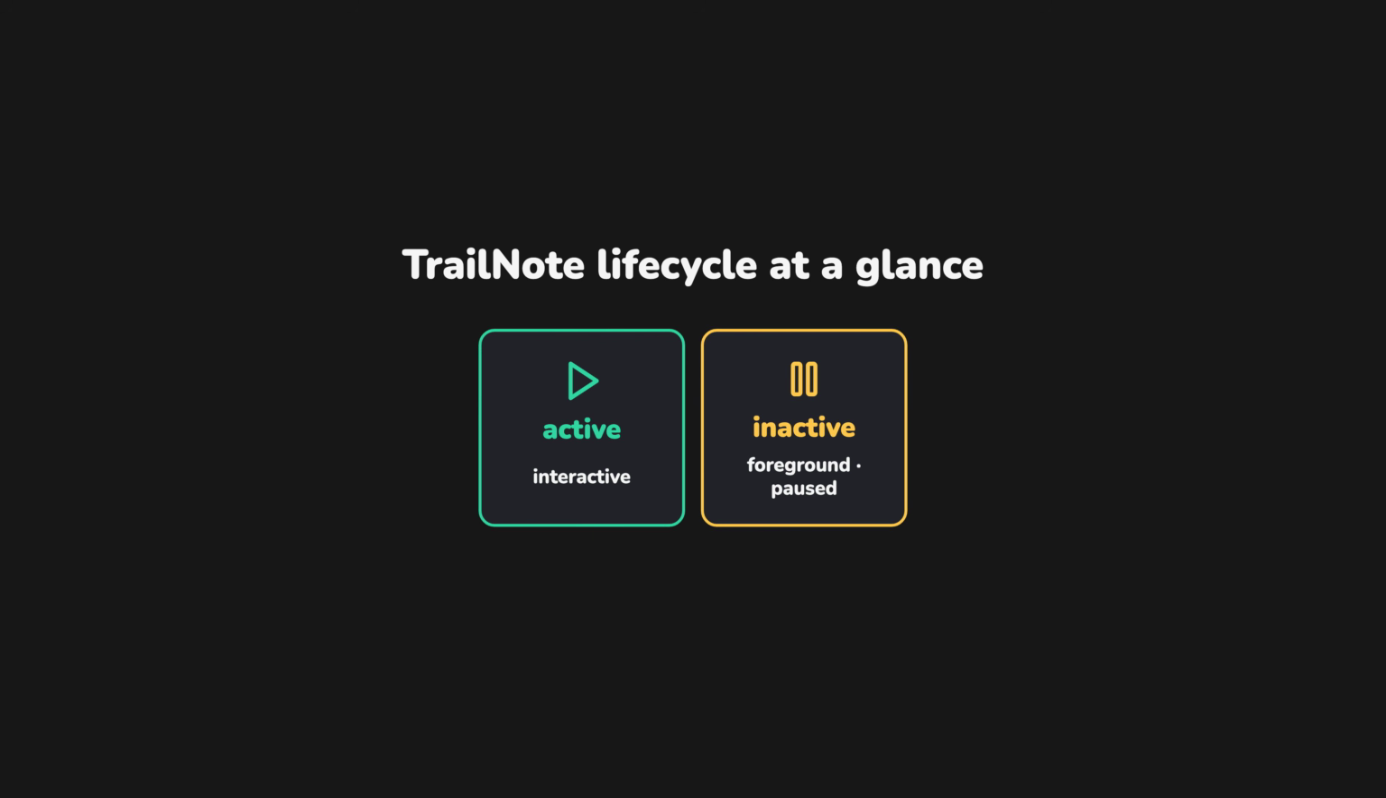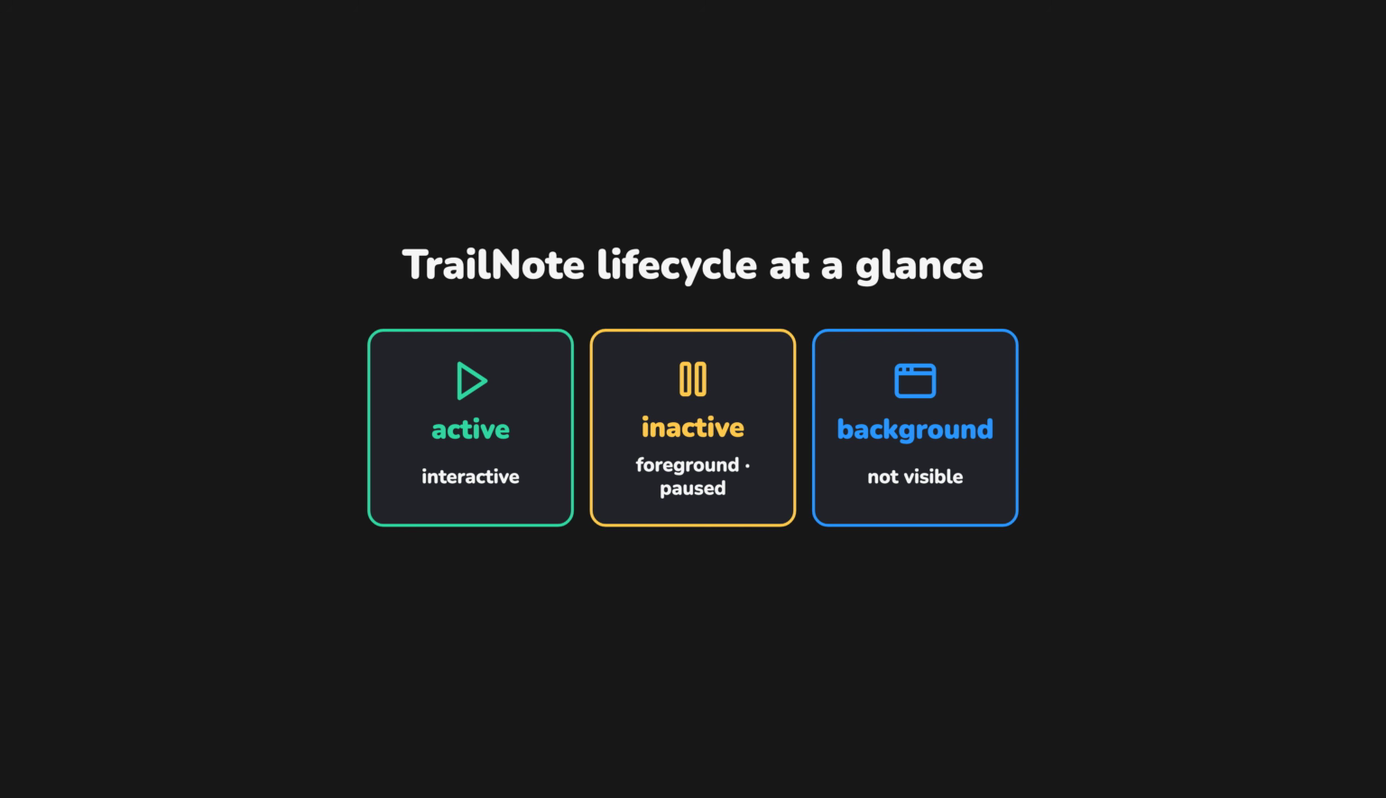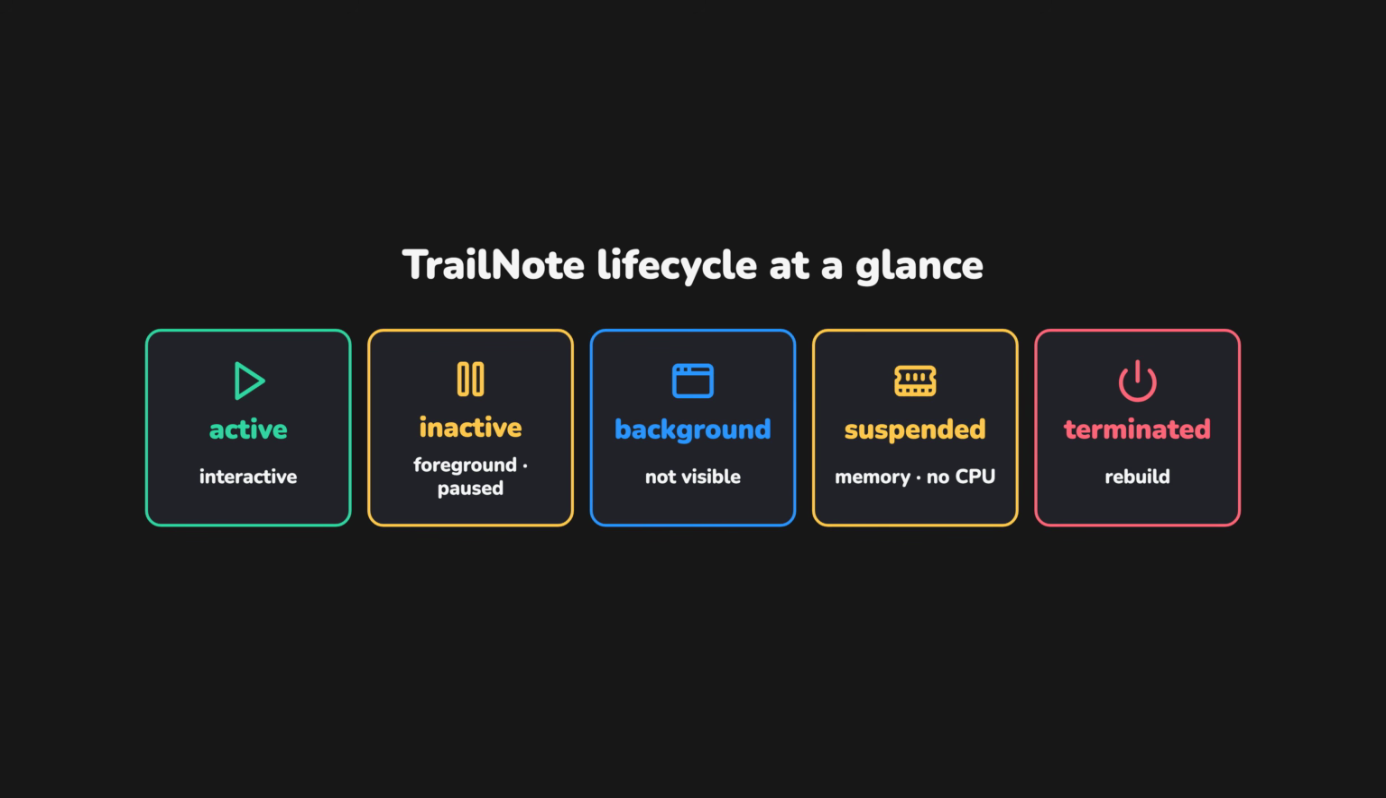So for TrailNote, the practical model is now clear. Active means that the scene is interactive. Inactive means that it is still in the foreground but should pause attention-sensitive work. Background means that it is no longer visible. Suspension means that the process is kept in memory but does not execute. Termination means in-memory state is gone and the experience must be rebuilt.